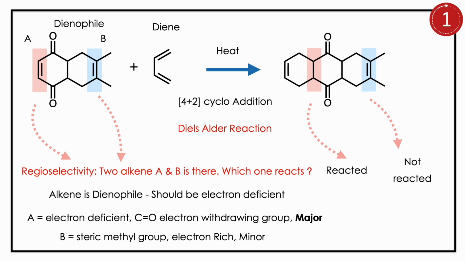You have a 4+2 cycloaddition, and you have the final product. So there is regioselectivity in the alkene here. The electron deficiency of the alkene decides the final product.